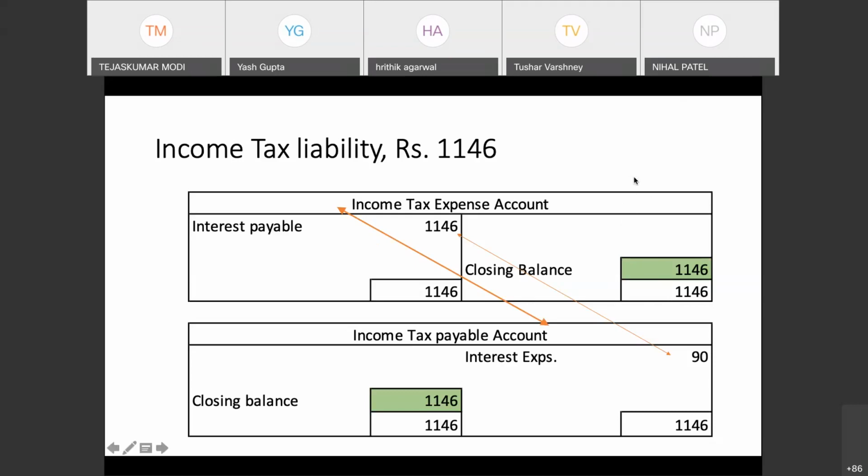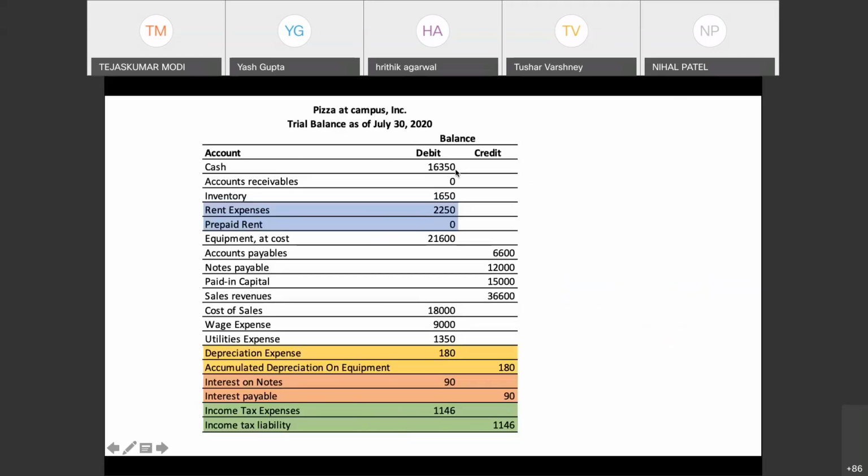Fine, beta? Yes. So you see, all these 4 transactions now will change the trial balance, and this is how the trial balance would look like. And I have also shown how it will appear. So prepaid rent balance was 2250 earlier. Now it has become 0, and rent expense is 2250.